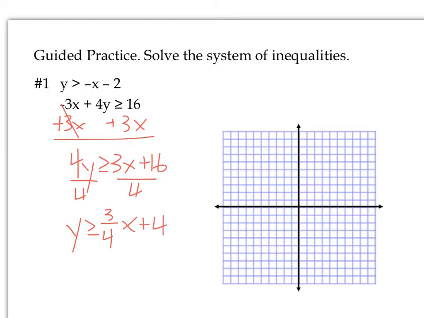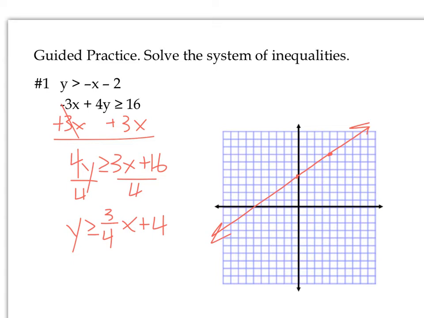So we're going to graph these. So we'll graph that second one I just solved first. So we have y greater than or equal to 3 over 4x plus 4. So I'm going to go to a y-intercept of 4. And I'm going to go up 3 and over 4. And I'm going to have a point right there. And it's going to be a solid line through those 2 points. And then I could check my point 0, 0 to figure out where to shade on my graph.